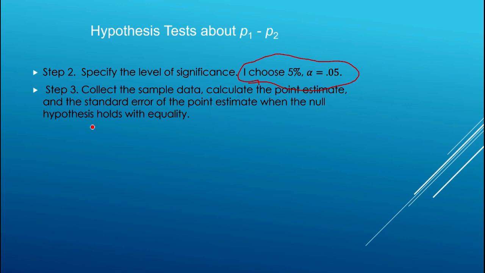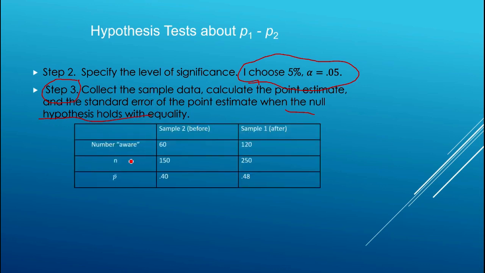And then we have step three, where we go out and we collect sample data and we calculate the point estimate. And then we calculate the standard error of the point estimate. And we're really concerning ourselves in step three with the sampling distribution of our point estimate when the null hypothesis is true and is stated with equality.